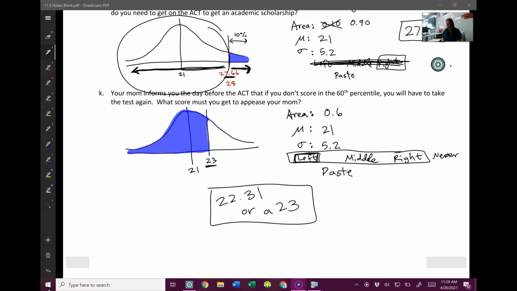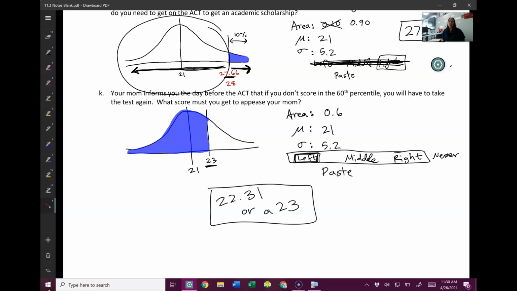So if you have a newer calculator, your area is 0.6, because that's how much I want here, my 60th percentile. Mean is still 21, standard deviation is 5.2. If you have a newer calculator, you would say, I want it to the left, the left end of my curve. If you have an older calculator that doesn't give you this option, remember it automatically does to the left, so that's what we want anyway. And then we paste and enter, and it gives us 22.31.